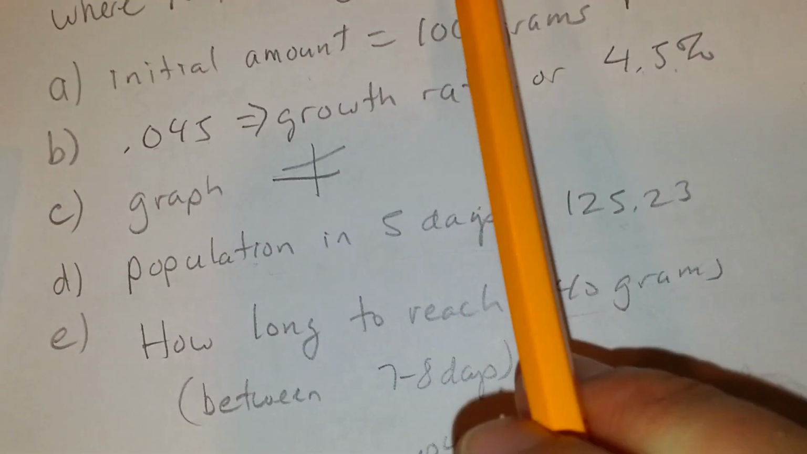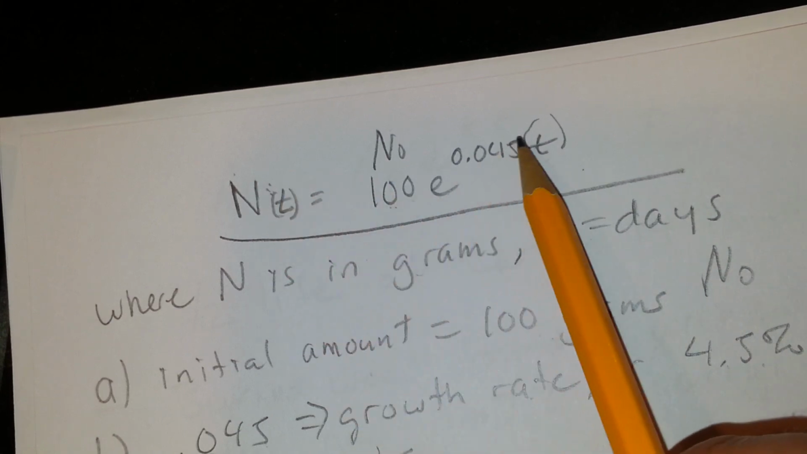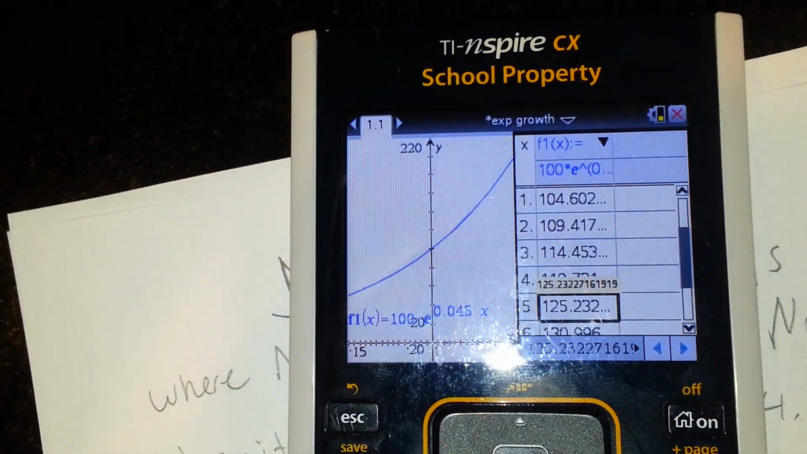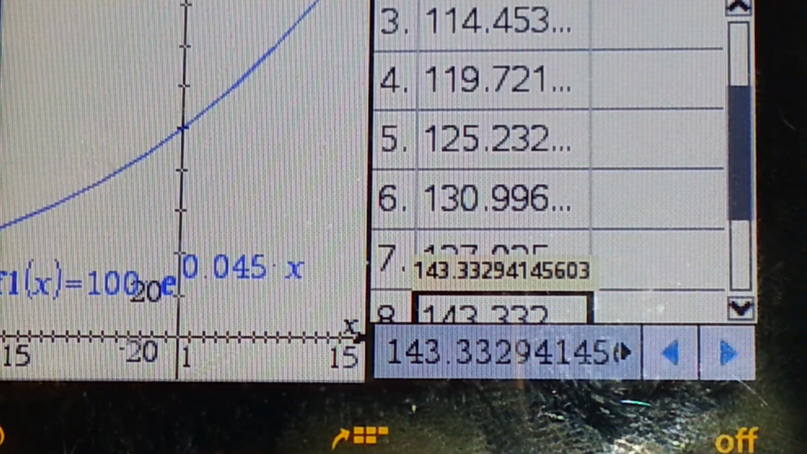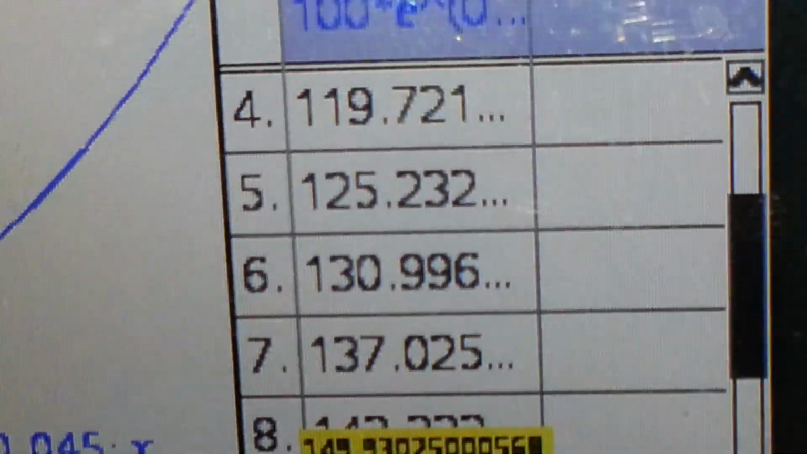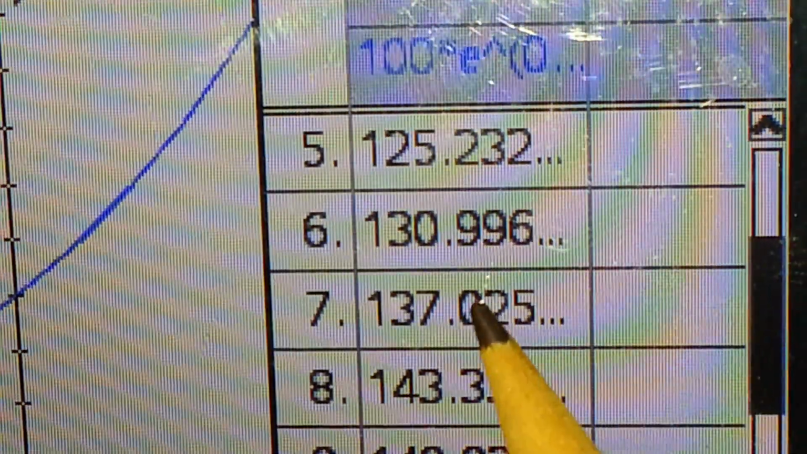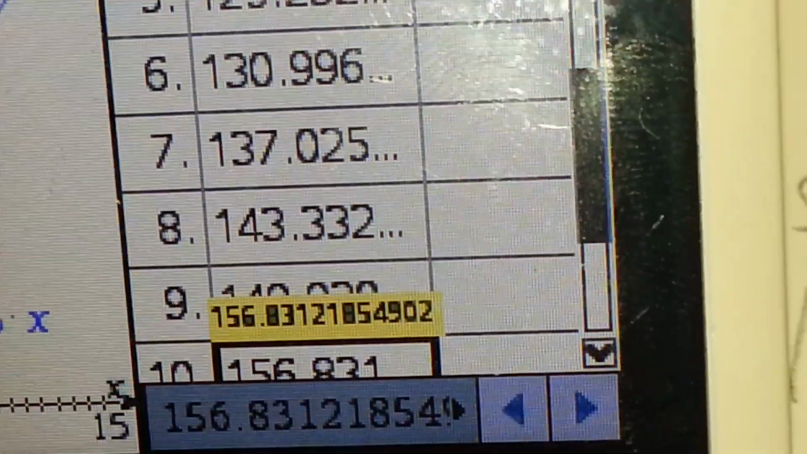So how long is it going to take for this to be 140? What's t going to be? If I go to the table and scroll down, notice that between 7 and 8 days, somewhere in there, is 140. But we're actually going to solve for it.